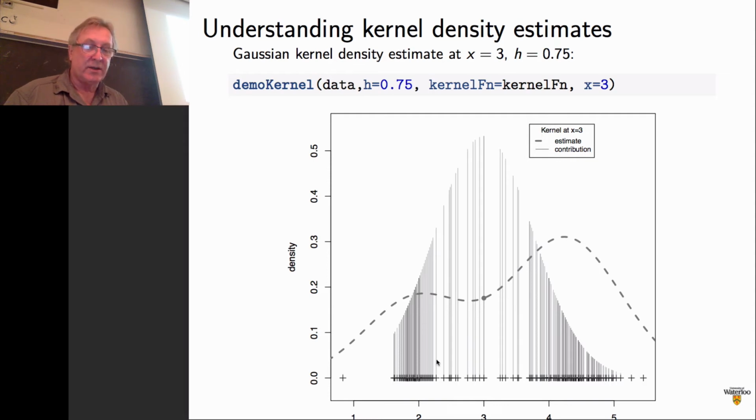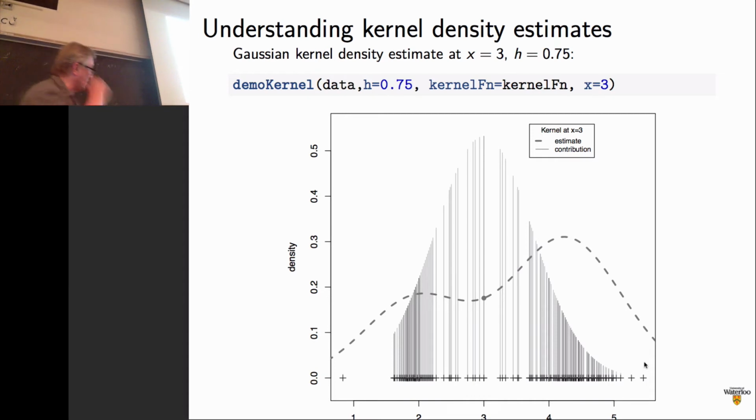The weights, the contributions of each one of those observations to the value at that point, x equals 3, are given by this Gaussian distribution. So I get higher weights very near the value I'm interested in, and diminishing weights farther away. Now, of course, this is going off to plus infinity and minus infinity. This doesn't have 0 weight, but it's really close to it.